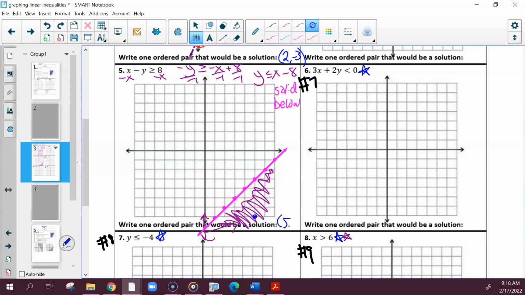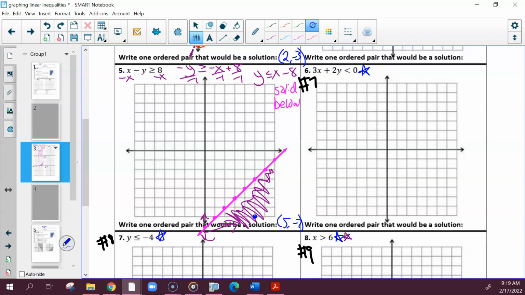4 and -4 would also work. There's a lot that would work. Yes, ask your question. These are just ordered pairs, so just parentheses. 7, -7 would have also worked.